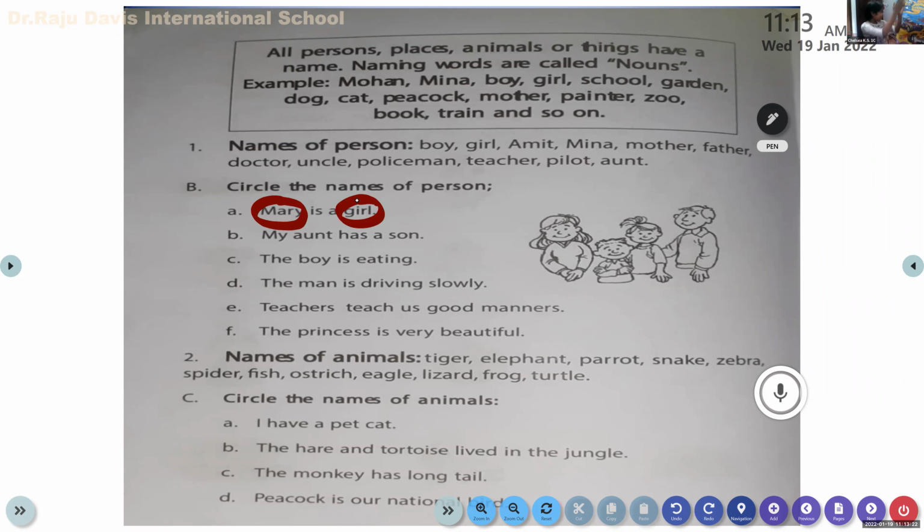Yes, Saiha. My aunt, A-U-N-T, and that is my aunt has a son. My aunt has a son. So come on, identify. Yes, my aunt has a son.